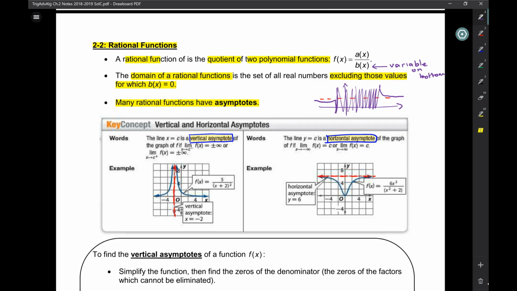Okay? Is there ever a time where it doesn't touch the asymptote or the line? Yeah, it's possible that it doesn't cross, but it can cross. Whereas the vertical asymptote, not the case.